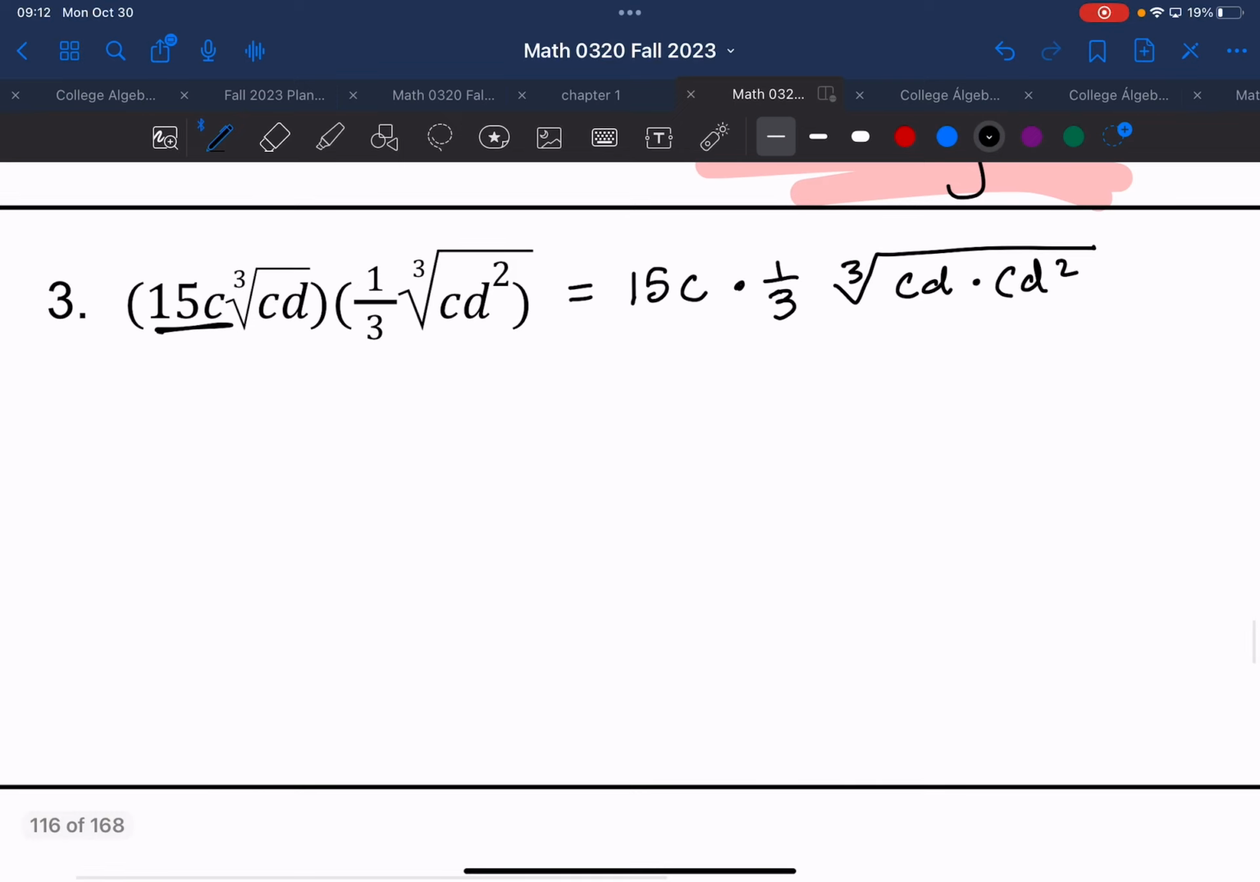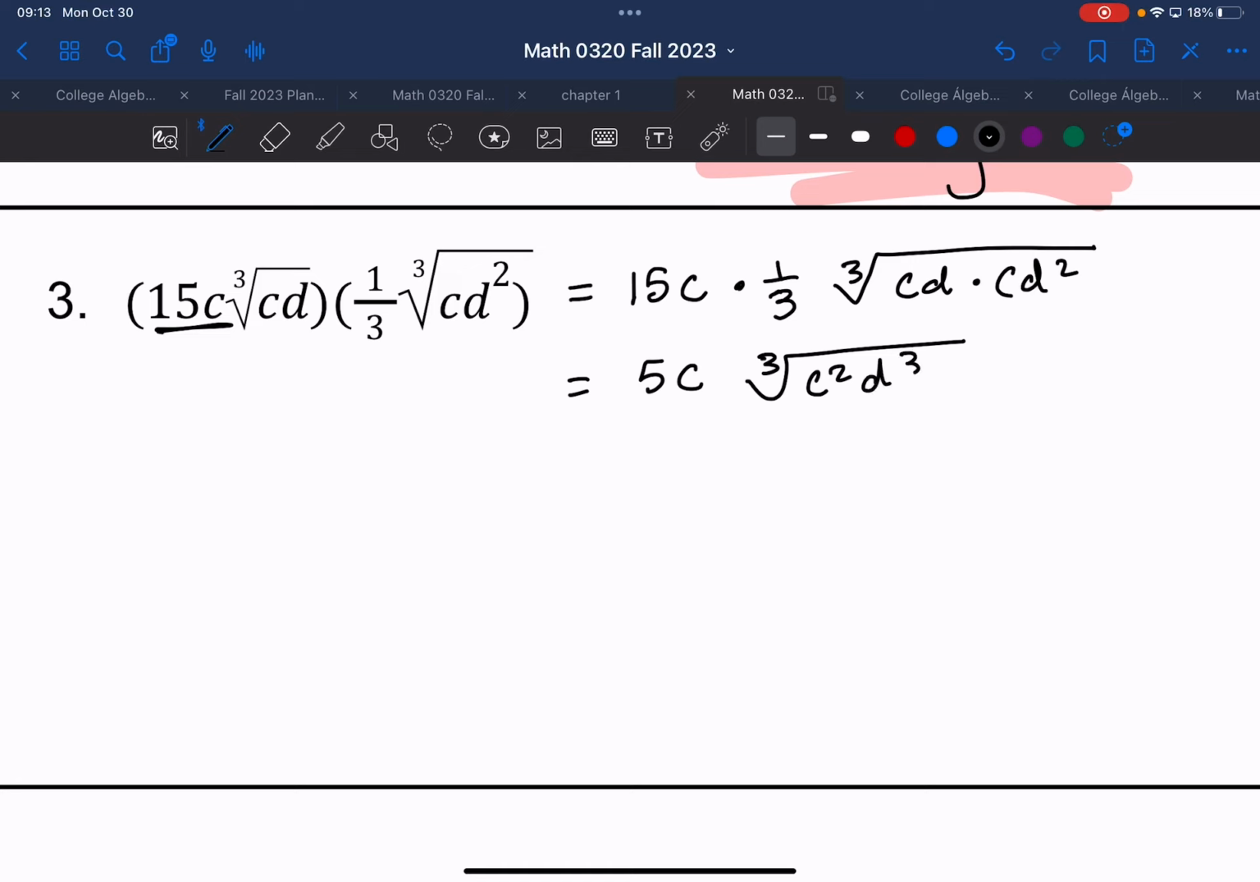Okay, so simplifying the outside, what's 15c times 1/3? 5c, good, because that's the same as saying 15 divided by 3. So 5c, cube root, we have c times c. That turns into what? c squared. And then we have d times d squared.